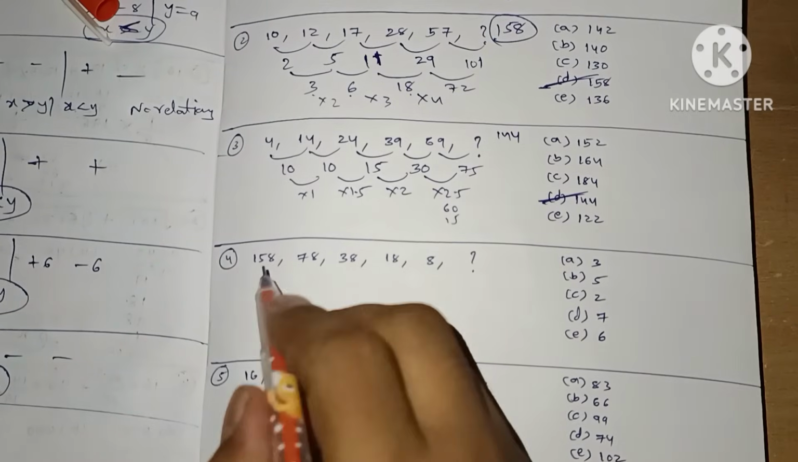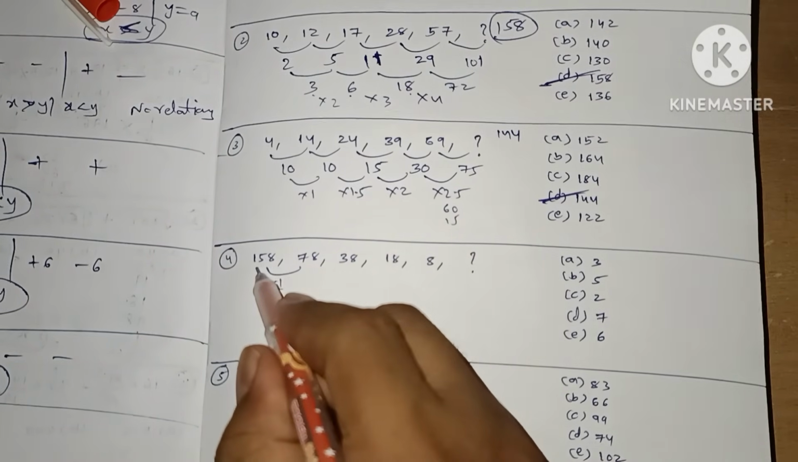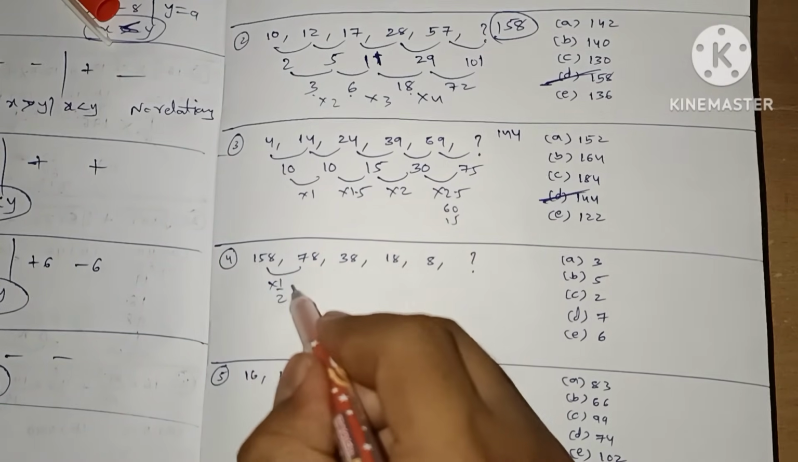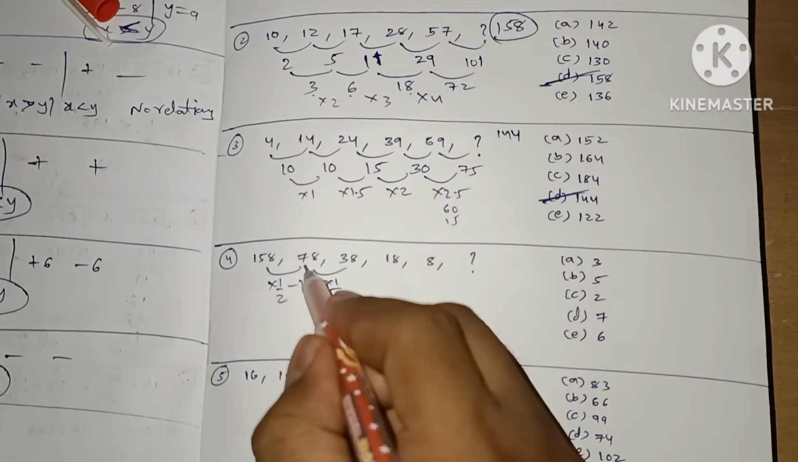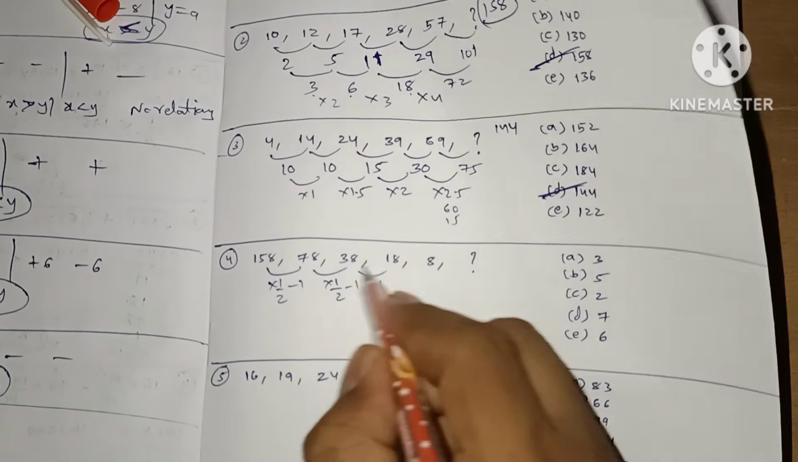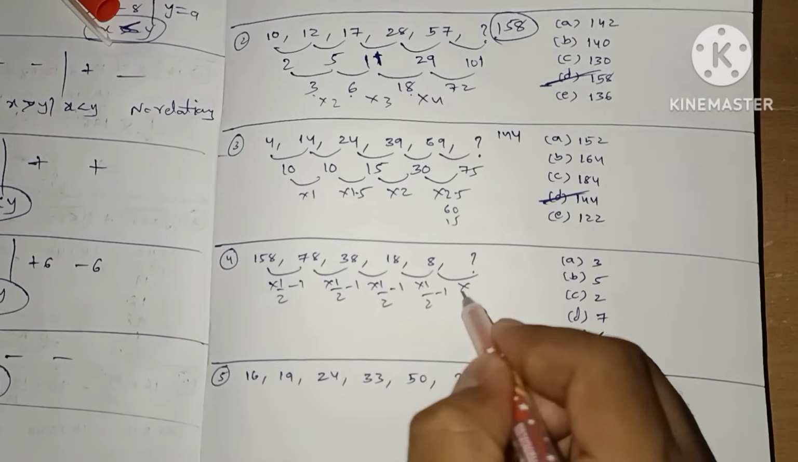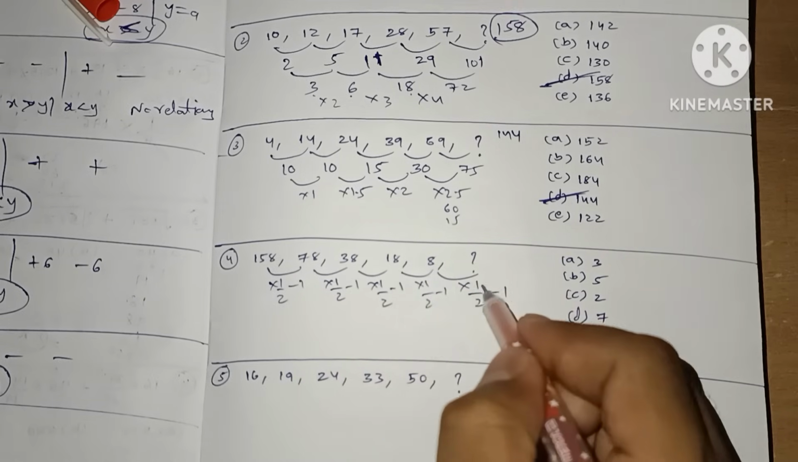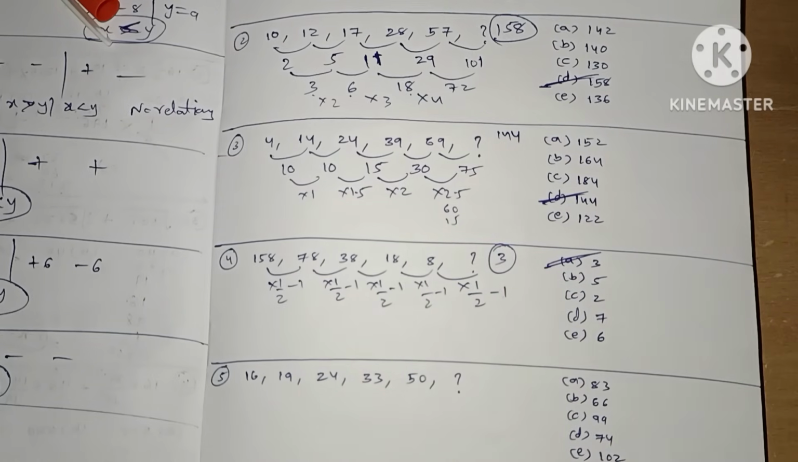Next, here we see it is nearly half times. Half time means 79, 79 minus 1 into half times, 39 minus 1 into half times, 19, 19 minus 1 into half minus 1. Next one must be into half minus 1. 8 half times means 4, 4 minus 1, 3. Option A is our answer.